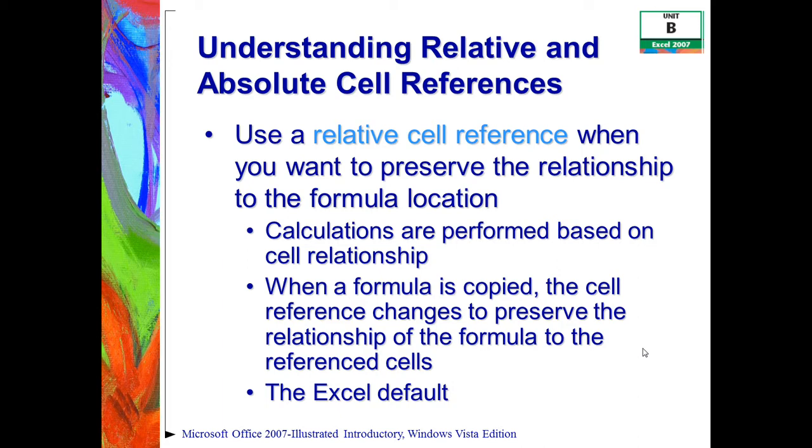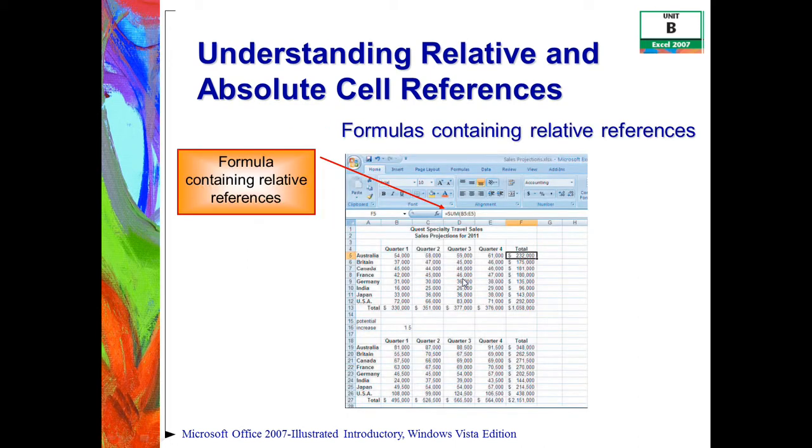These are all relative cell references because Excel is recording the input cells in relation to the cell with the formula. In most cases, you want to use relative cell references when copying or moving. This is the Excel default. It is based upon the cell relationship, and when that formula is copied, it changes the relationship to match where the cell has been copied to.